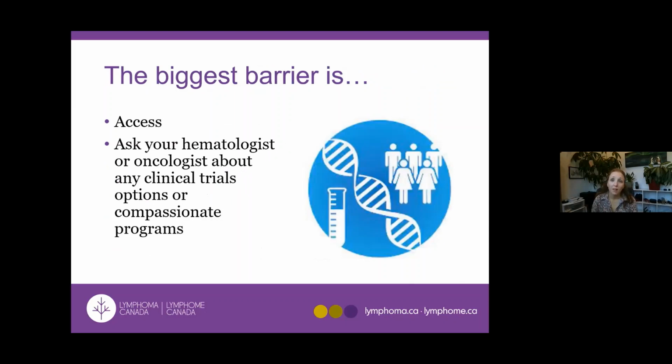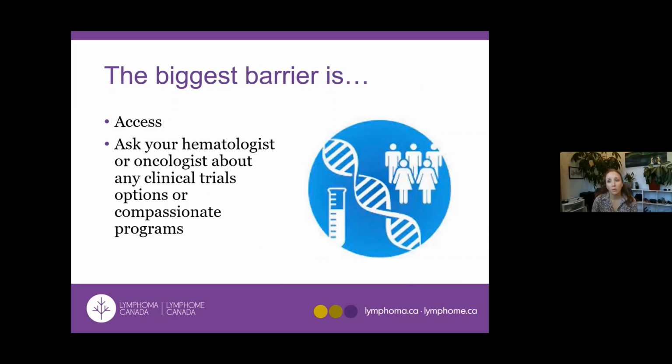So the biggest barrier, unfortunately, to accessing these medications is access. A lot of these medications, because they're, again, small subgroups of larger studies, are not funded. Just because something's FDA approved doesn't actually mean that it's funded within Canada or within your province.